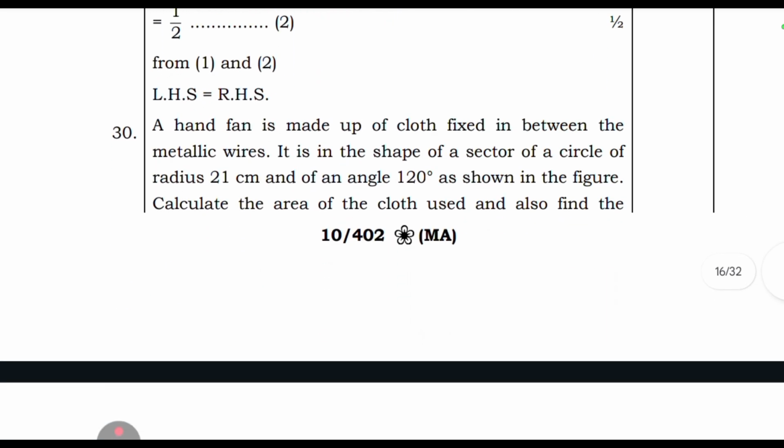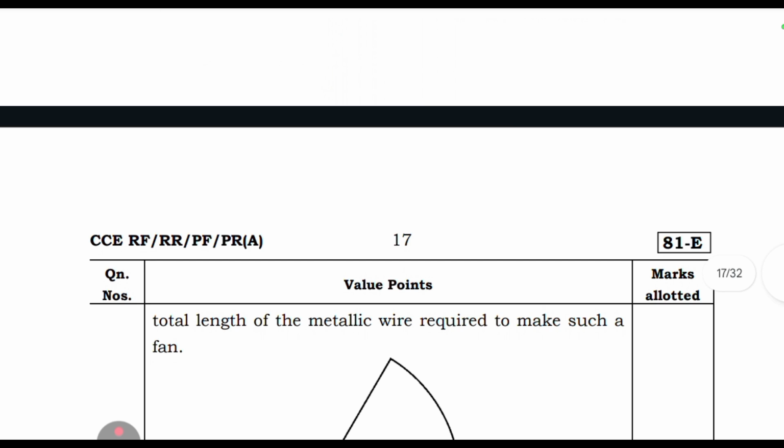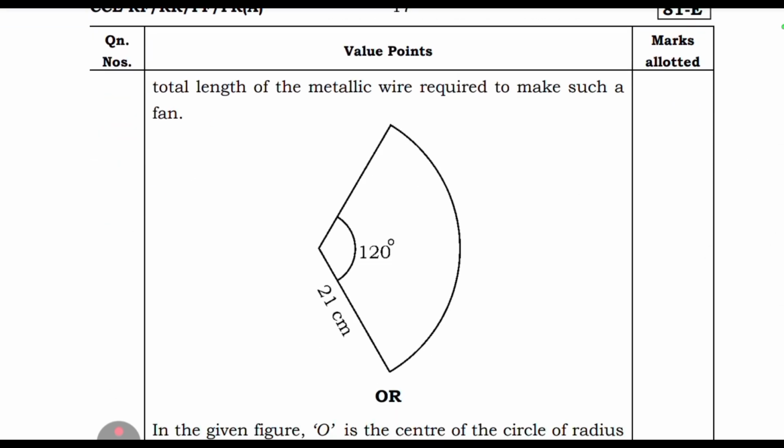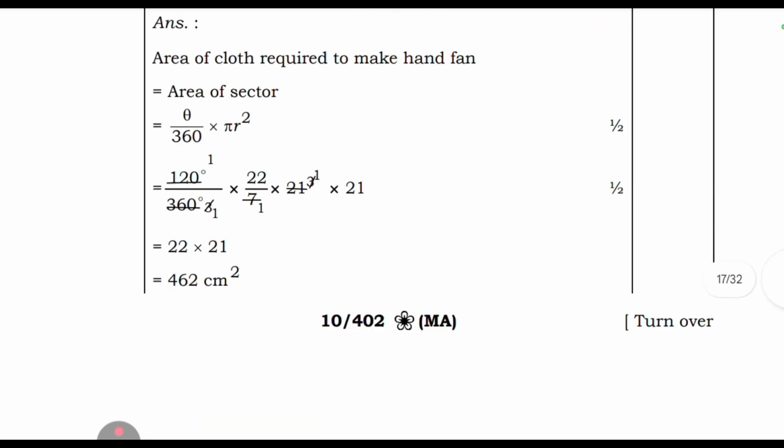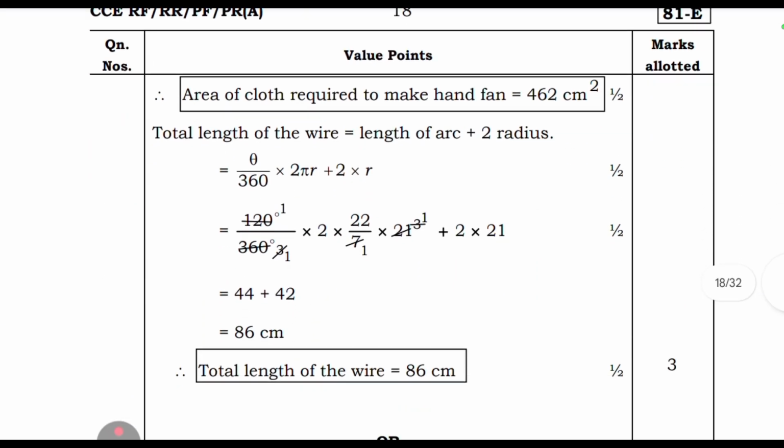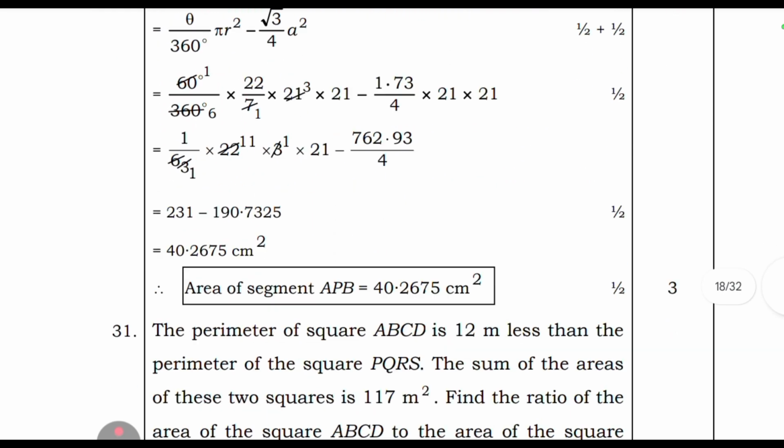And this is the 30th question. A hand fan is made of a cloth fixed in between metallic wires. This type of question was asked in the year 2020, when I wrote my SSLC examination. Then this question was repeated after 6 years. You have to practice the questions which are repeatedly asked. Same question, the numbers are also the same, I think, and the procedure to solve this question is also the same. So practice this type of question. This is the answer for that.